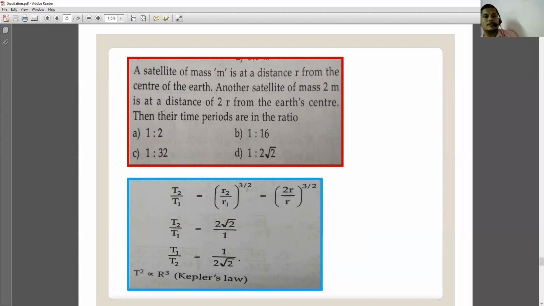हे आपण दिलेले. A satellite of mass m is at a distance R from the center of Earth. Then another satellite of mass 2m, twice m असलेलं mass आहे त्याचं distance जे आहे ते twice R आहे from the Earth center. तर त्यांचा जो टाइम पिरियड आहे त्याचा रेशो आपण काढतोय. त्याच्यासाठी आपण या व्हॅल्यूज दिलेल्या आहेत. सो twice R by R raised to 3 by 2. So after solving we can get the value as T1 upon T2 is equal to 1 divided by 2 root 2, or 1 as to 2 root 2. That is the answer.